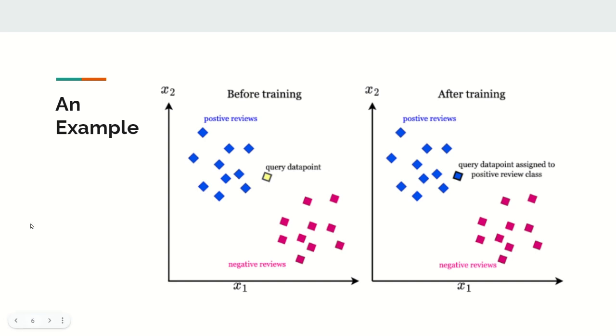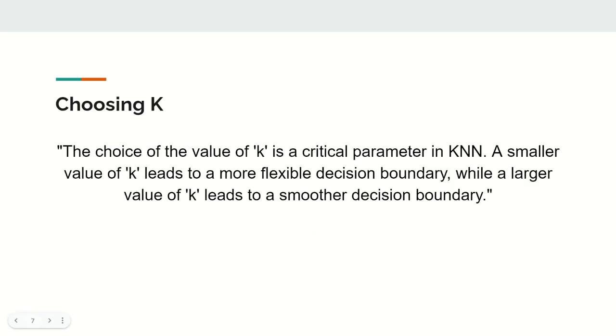Now, how do we choose the value of k? The choice of the value of k is a critical parameter in KNN. A smaller value of k leads to a more flexible decision boundary, while a larger value of k leads to a smoother decision boundary. It is essential to choose an appropriate value of k based on the data set and the problem at hand to avoid underfitting or overfitting.